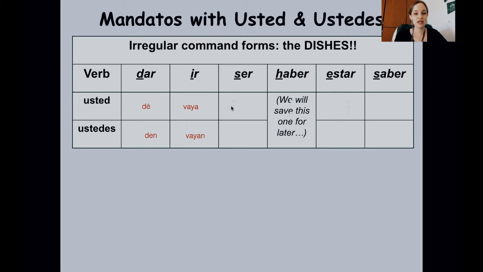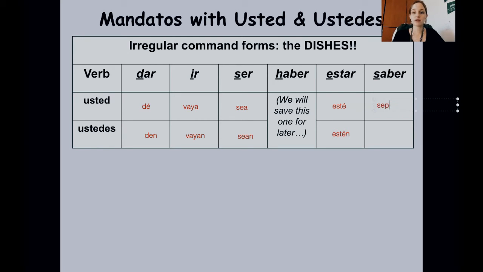Ser, to be: sea and sean. Not C and Sean. Estar, we're going to do esté, accent on the E. Again, that's to differentiate it from the word este, which is a demonstrative that means this. And then estén. Estén also has an accent just to keep the pronunciation consistent throughout the verb.